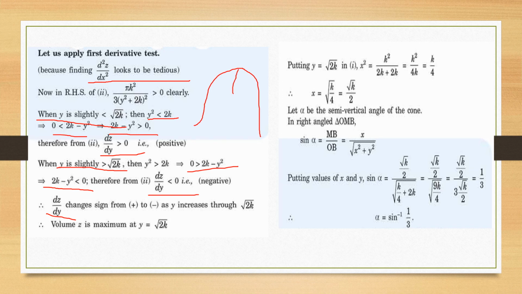So what is existing here? Maximum. So z is maximum and y is root 2k, and putting this into the equation of x square, I get x as root k by 2. Now alpha was my semi-vertical angle, and from triangle OMB, sin alpha is perpendicular upon hypotenuse. Putting the values of x and y from here, I get the ratio as 1 by 3. Sin alpha is 1 by 3. So simply my alpha is sin inverse 1 by 3.